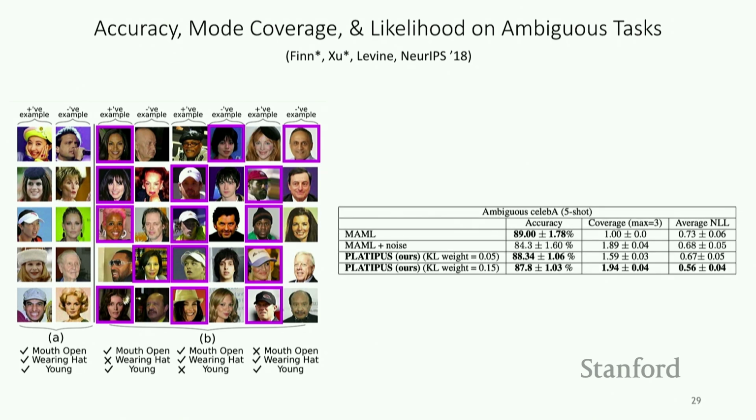And then quantitatively, we can also look at both accuracy and coverage. In this case, coverage was measured by, does it cover the 3 possible modes of this distribution? And then lastly, also looking at average negative log likelihood. So one of the benefits of this is that these tasks are actually ambiguous and they're actually real tasks. The downside is that this task may or may not look like the task that you actually care about, depending on your application.